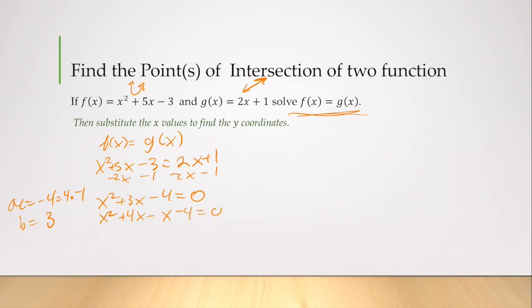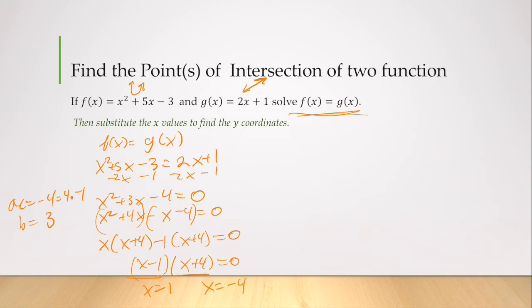And then I factor by grouping, remembering I don't like negative leading coefficients. X times x plus 4, negative 1 times x plus 4 equals 0. So I get x minus 1 times x plus 4 equals 0. So my x's are x equals 1, because I set both of these equal to 0, and x equals negative 4. Now, I need to find the y coordinates.